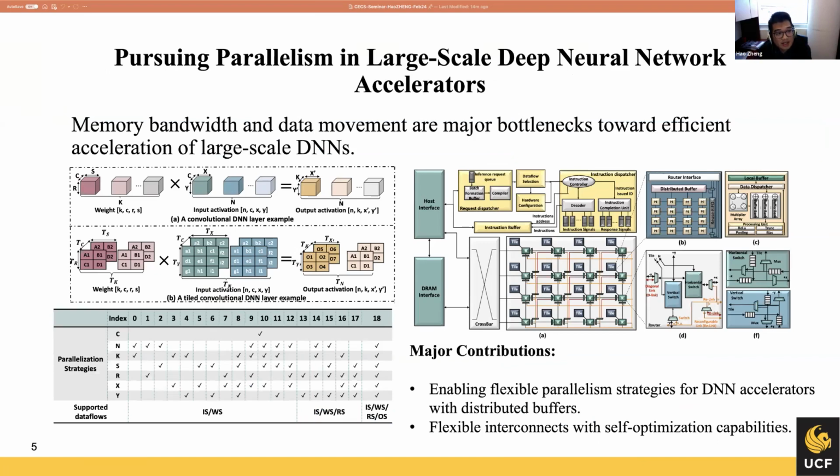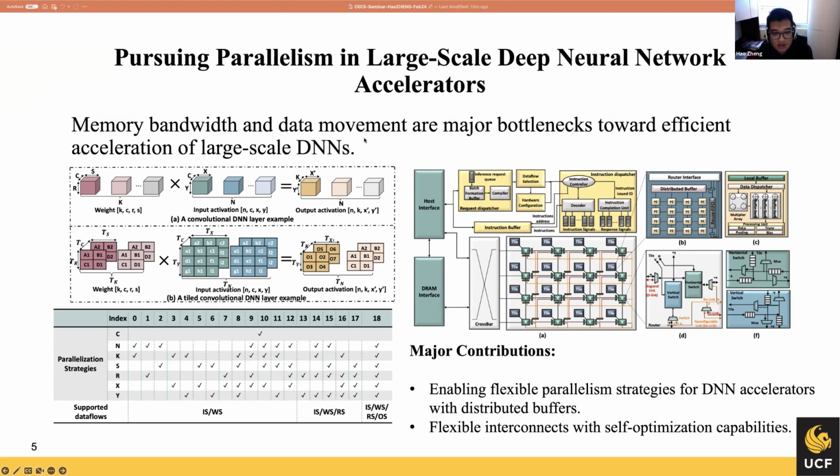The first topic, I title it as pursuing parallelism in large-scale deep neural network accelerators. Parallelism is always the key methodology to scale the system performance. However, we observe 2 major challenges in designing large-scale deep neural network accelerators. The first challenge is the memory bandwidth. Please imagine if we put tons of parameters on a single chip, and those data require excessive access to both off-chip and on-chip buffers. How do we efficiently manage the memory bandwidth? This is the first challenge.